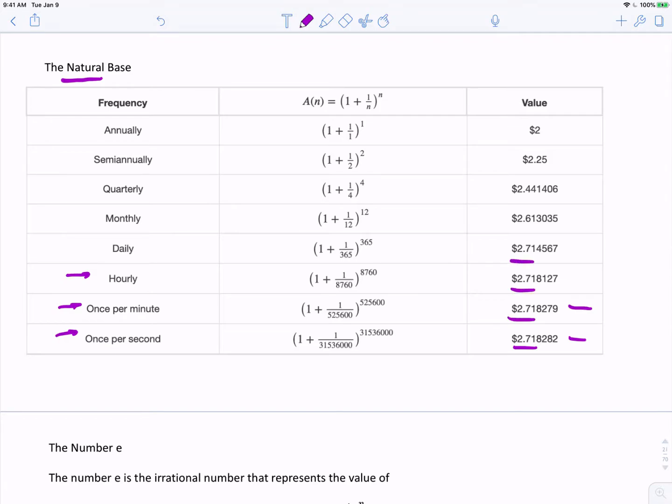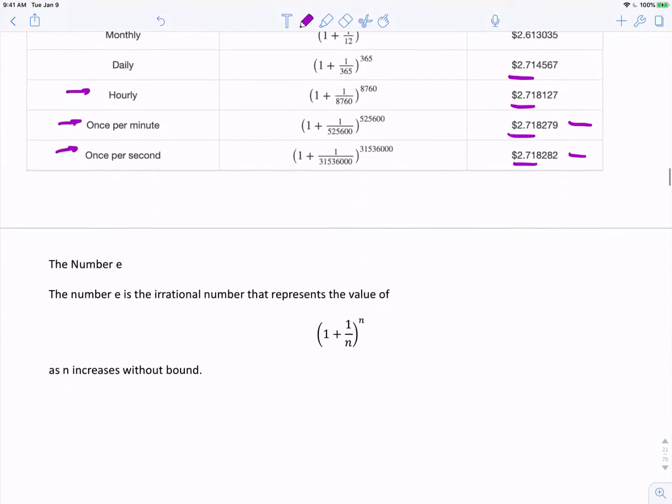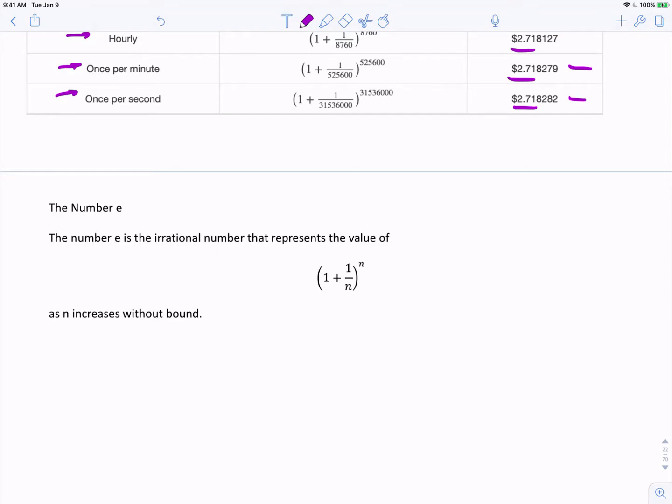Here, the last few start at 2.71, and then the last digits change a bit, but not too much. So what this is showing us is the value of this expression as n gets very, very large. As n gets very, very large, we call the value of this expression the number e. So e is an irrational number, just like pi is an irrational number, and it's the value of this expression as n increases without bound.